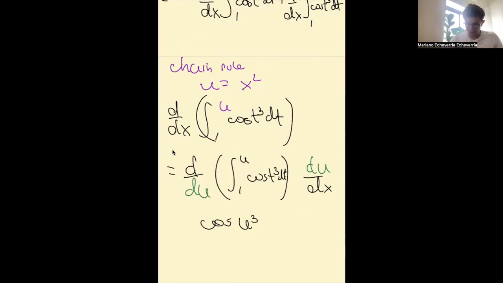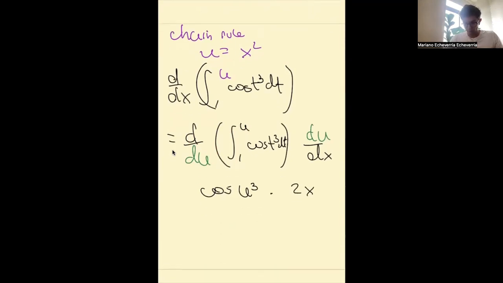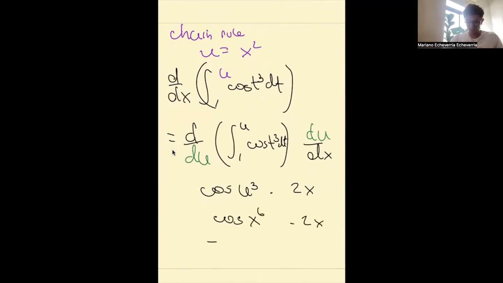And what is du dx? du dx is 2x. But what was u? u equals x squared. So you get cosine of x to the 6th times 2x, or 2x cosine of x to the 6th. That looks a little bit better. Is that making sense? So that's the first derivative. Is that okay?